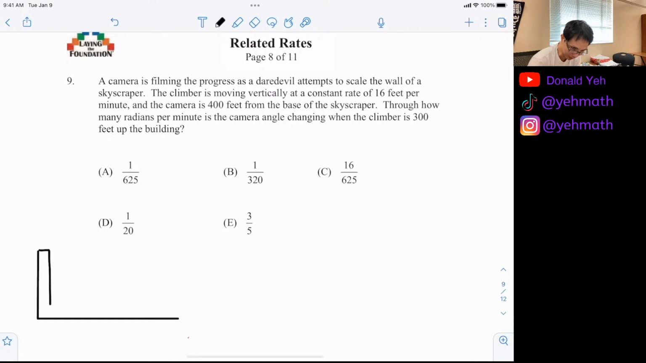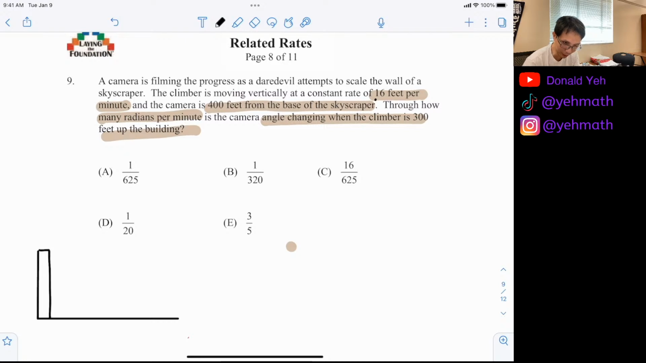So there was a camera filming in progress, a Daredevil climbing a wall of a skyscraper. The climb is vertical at a constant rate of 16 feet per second. So this is what I will underline: 16 feet per second per minute. And the camera is 400 feet from the base of the building. At what rate, in radians per minute, is the angle changing when the climber is 300 feet from the building? So this is all the information.